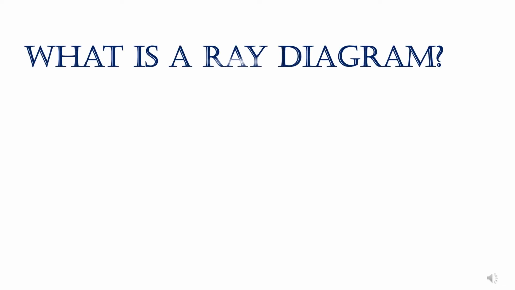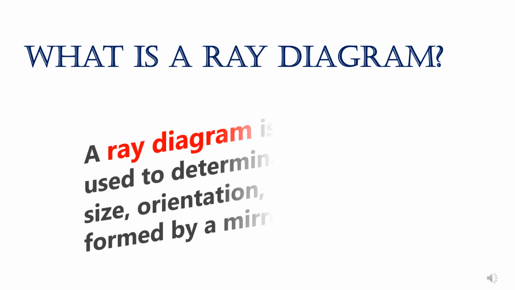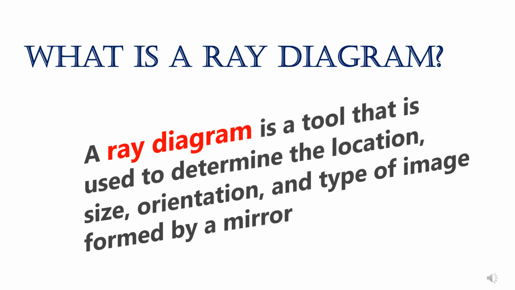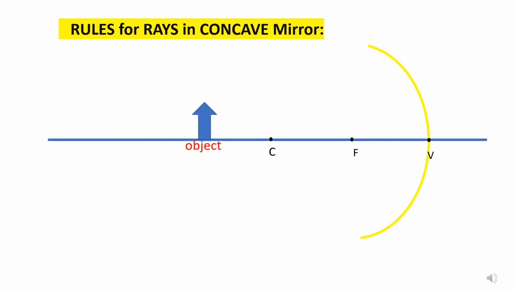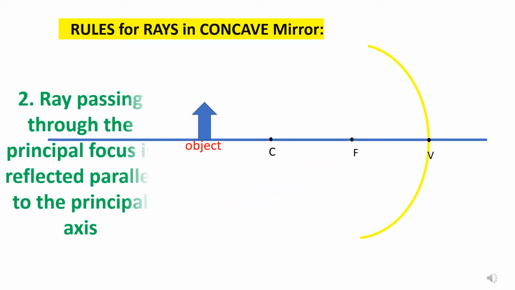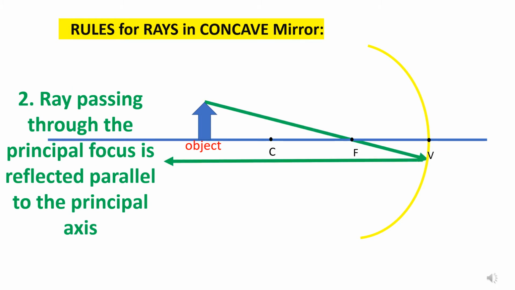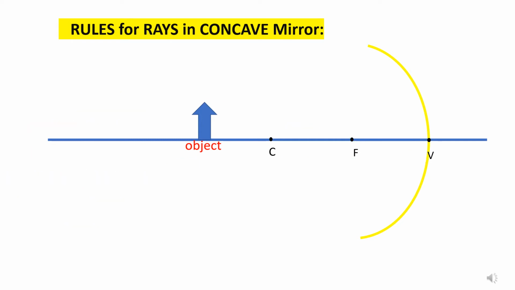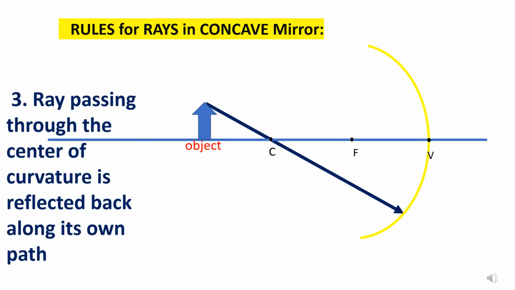Let us define what a ray diagram is. A ray diagram is a tool that is used to determine the location, size, orientation, and type of image formed by a mirror. In ray diagrams, there are rules to be considered. First rule, a ray of light parallel to the principal axis is reflected through the principal focus. For rule number 2, a ray of light passing through the principal focus is reflected parallel to the principal axis. And for rule number 3, a ray passing through the center of curvature is reflected back along its own path.